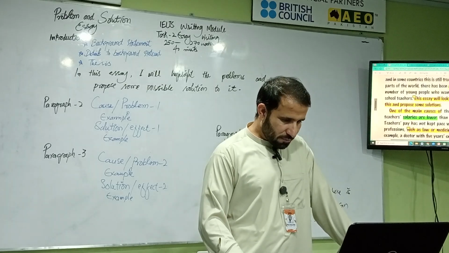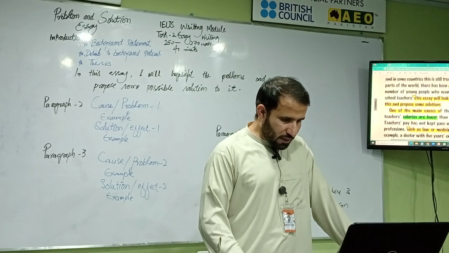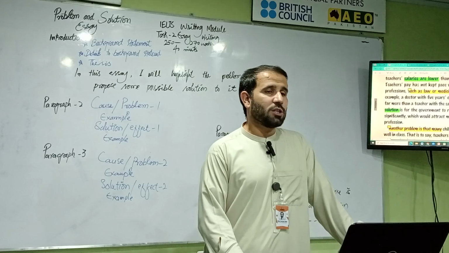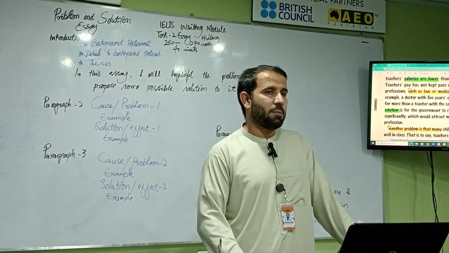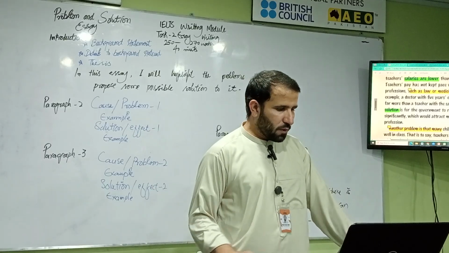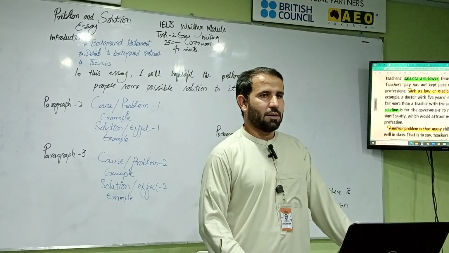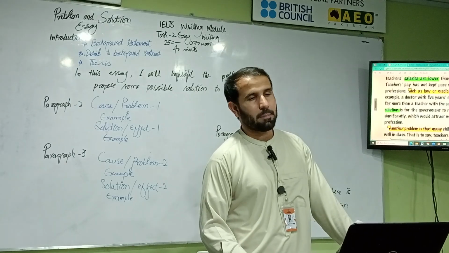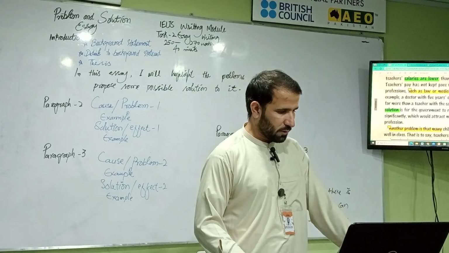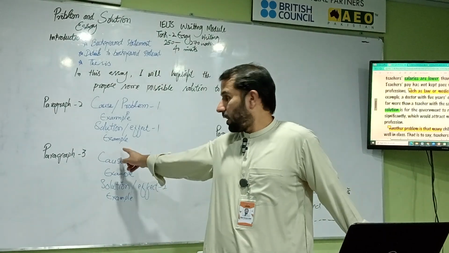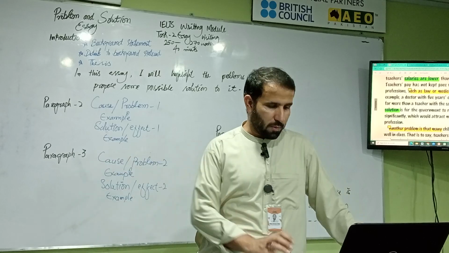Got it? Now, the next paragraph. You have mentioned the problem first: one of the main causes of the problem lies in the fact that this is this and this is that. Now, the solution is for the government. You will have to mention the solution also so that the examiner knows that you have mentioned the solution. Now, another problem is that, another cause and solution.